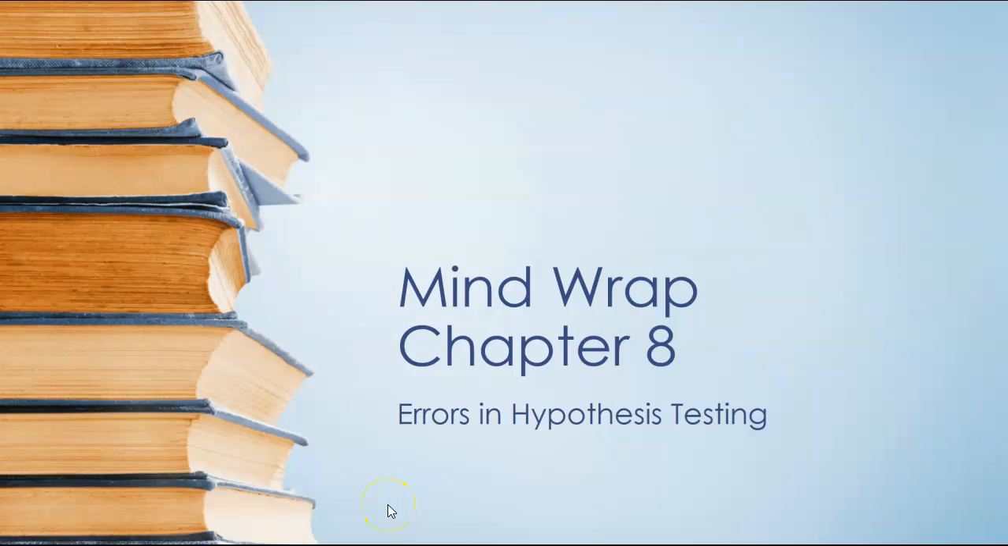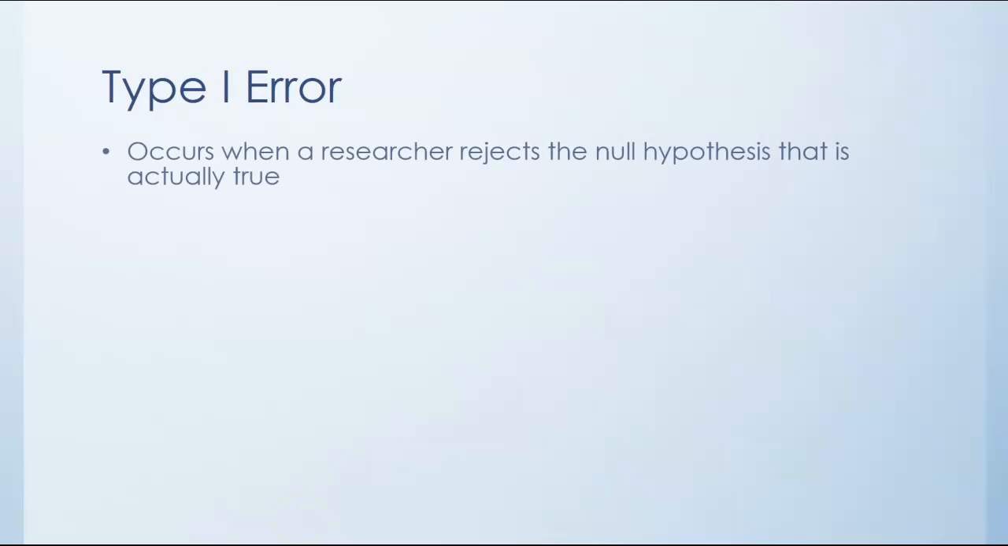So now that we've done a couple of examples of hypothesis testing, let's talk about some errors that could happen when we are doing these types of statistical analysis. So we do have two basic types of errors that we're going to talk about. Type 1 error, this occurs when the researcher rejects the null hypothesis, but the null hypothesis is actually true.